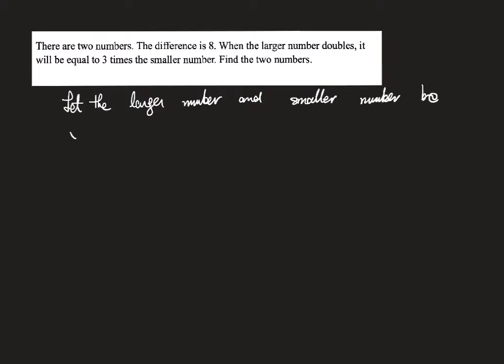Finally, in this chapter, during the online learning, we also tried some applications of simultaneous equations like this one. We have 4 steps to solve this question. The first step is to let the larger number and smaller number be x and y respectively.